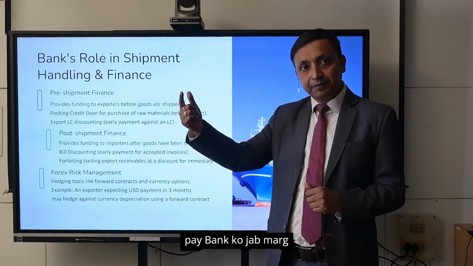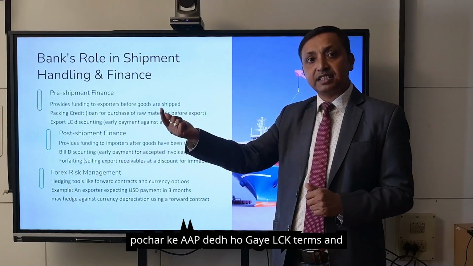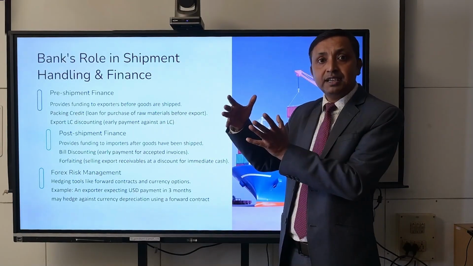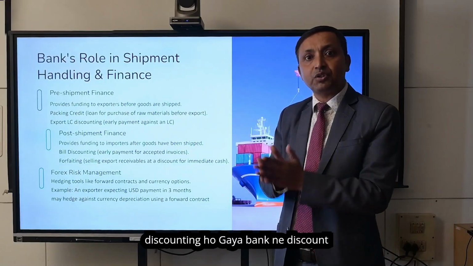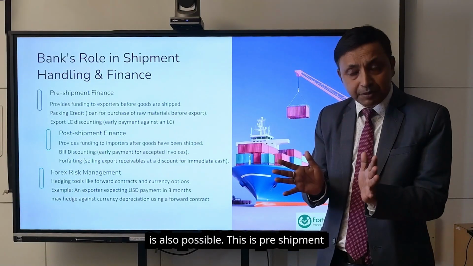और वहां पे बैंक को जब माल पूछा कि आप दे दोगे LC के terms and conditions पे, in that condition बैंक will get 2 लाख. सो आपको उसमें discounting हो गया, बैंक ने discount करके आपको पेमेंट पहले दे दिया. ये this also possible. This is pre-shipment position.